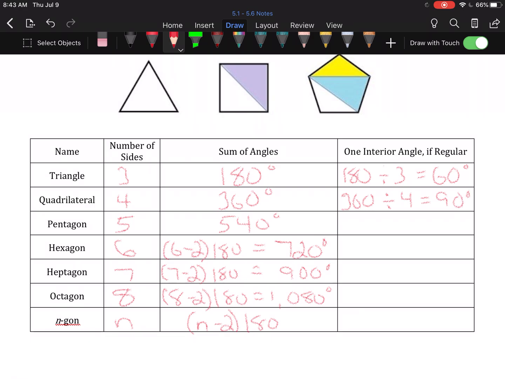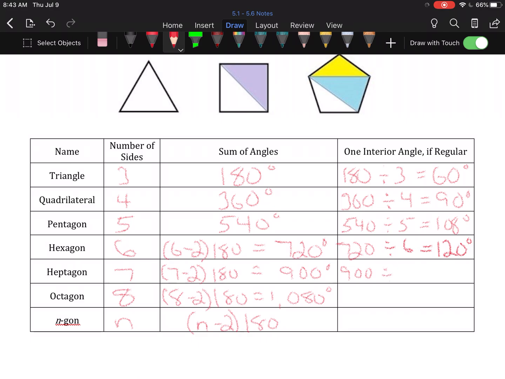In a pentagon, we would take the 540 and divide that by 5. And I'm going to start using my calculator for this to make sure I get them right. That is 108 degrees. For the hexagon, we'll take our 720 and divide it by 6. That's 120 degrees.